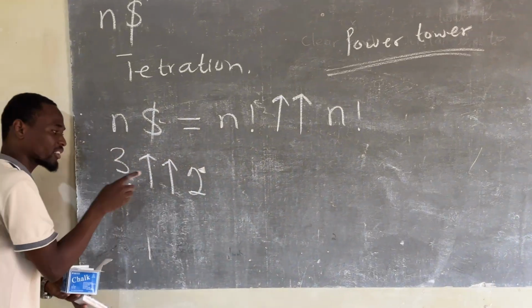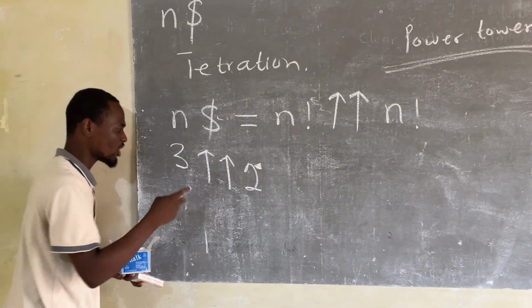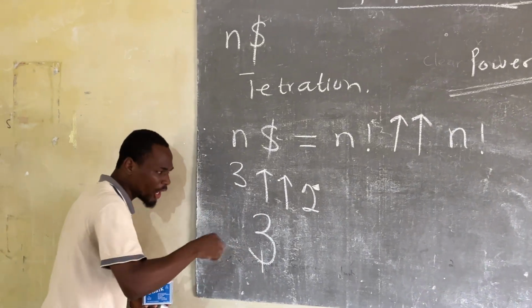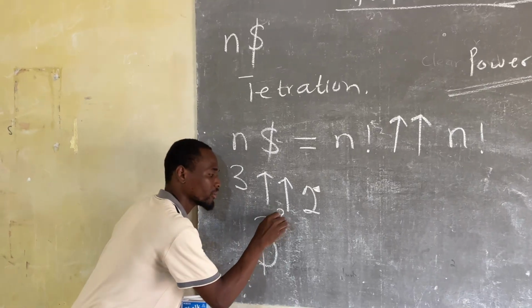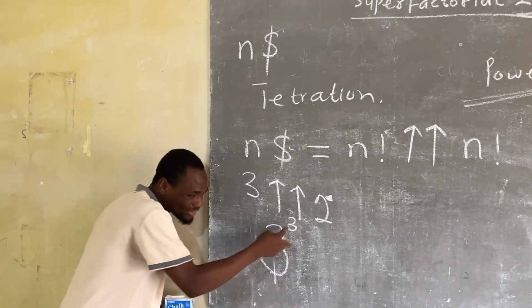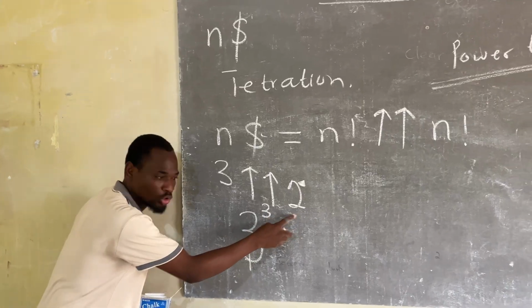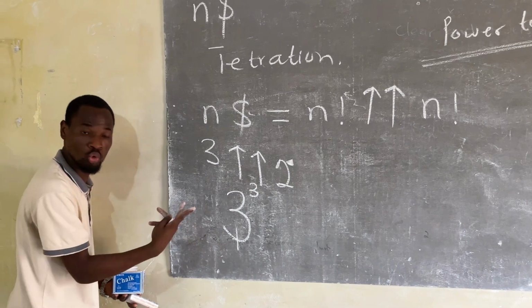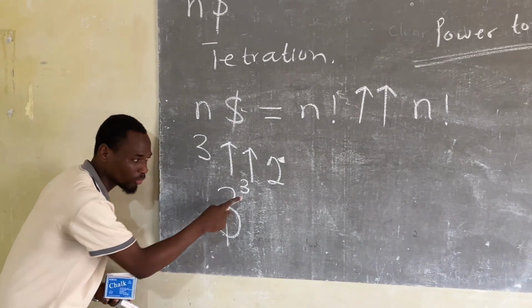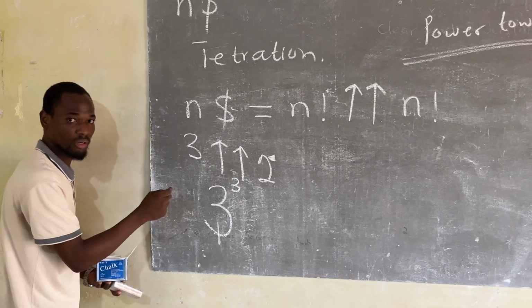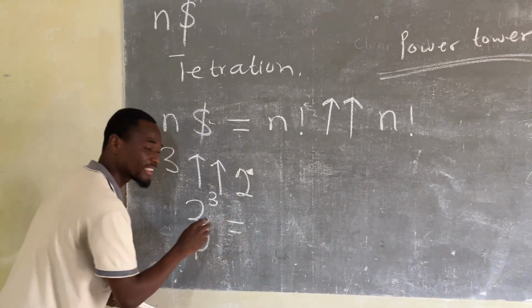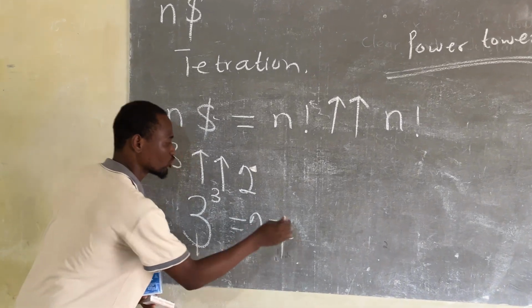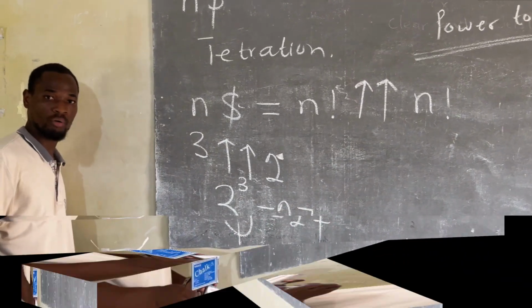If I have 3 tetrated to 2, what it means is this. I'll be having my 3 first, raised to an exponent of 3, such that when I count the numbers, it should amount to 2. So how many 3s do you see over here? The base and the exponent inclusive is 2, 1 and 2. This is the same as 3 to the power 3, which is 27. As simple as that.